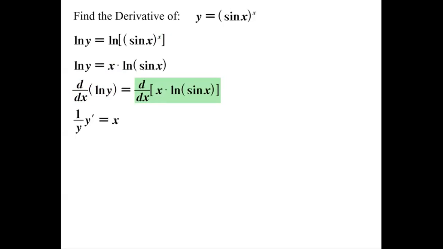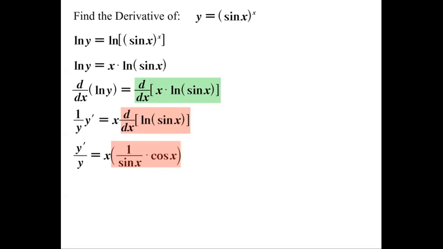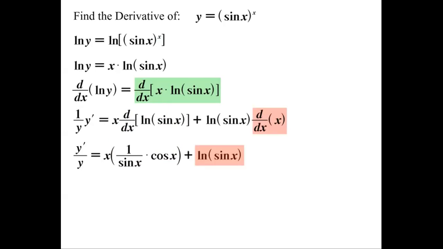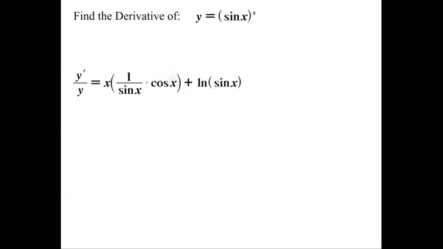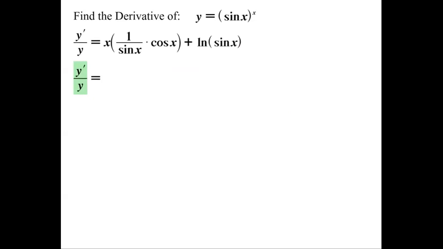So it's going to be equal to x times the derivative of the natural log of sine of x, which is equal to 1 over sine of x times cosine of x after applying the chain rule, plus the natural log of sine of x times the derivative of x, which is equal to 1. The left-hand side simplifies as follows, and the right-hand side simplifies to x times cotangent of x plus the natural log of sine of x.